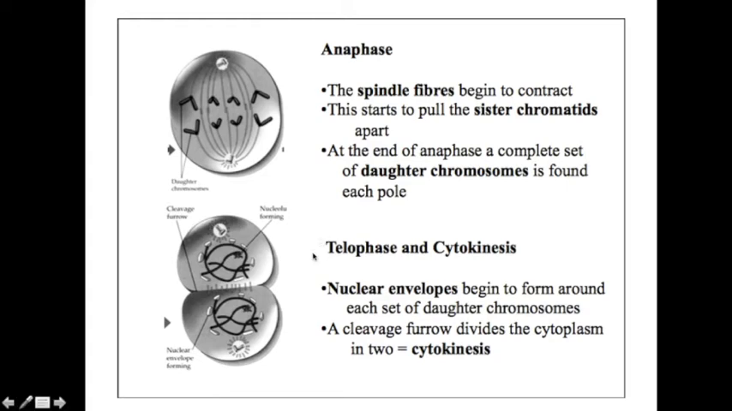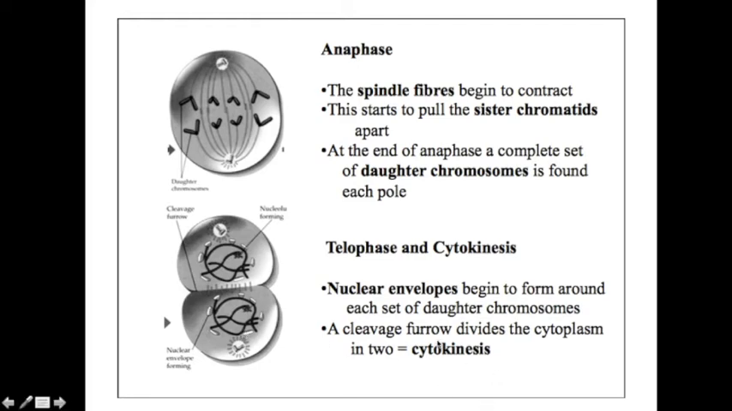Then lastly, in telophase and the subsequent cytokinesis, now that the sets of chromosomes are on opposite sides of the cell, a new nuclear envelope begins to form around each of those sets. A new phospholipid membrane gets built around each batch of DNA.